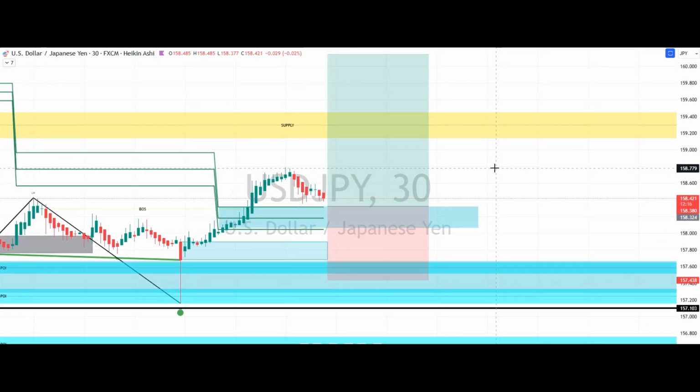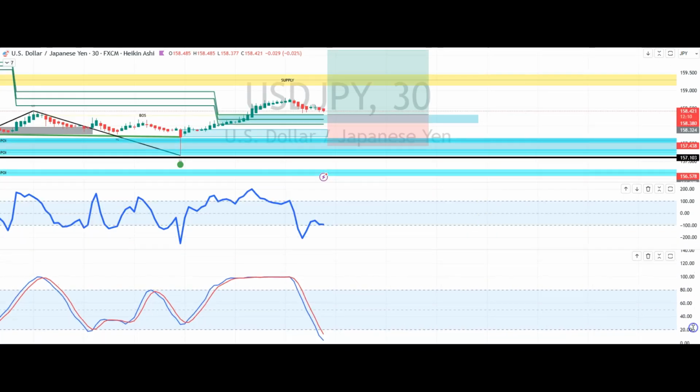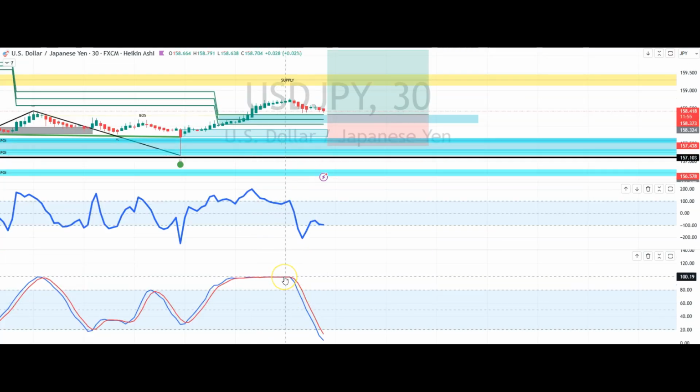So that's one way to do it. The other way you can do it, of course, is use the support areas, but you can also use the stochastic special settings, of course. But as you can see now, we're seeing here the US yen is now overbought. So you can simply buy here, knowing that it's overbought, but now it's oversold. So this is going to be a better price than buying up here.